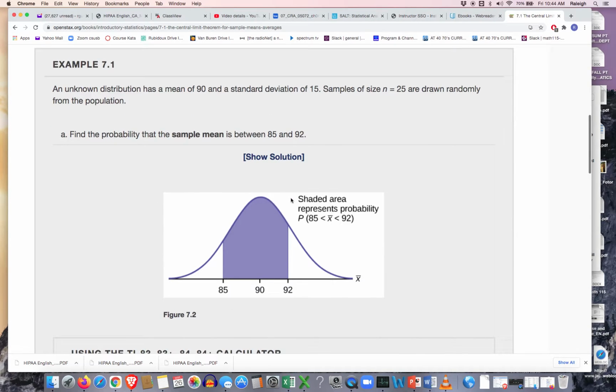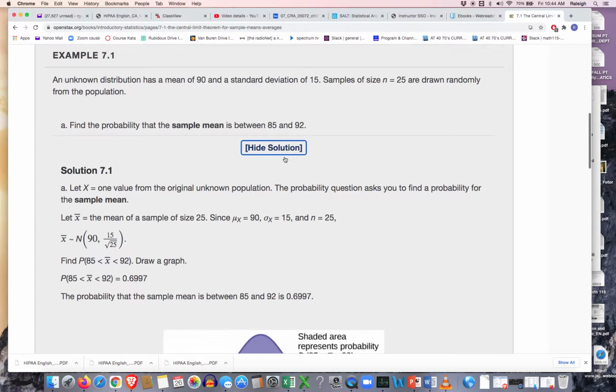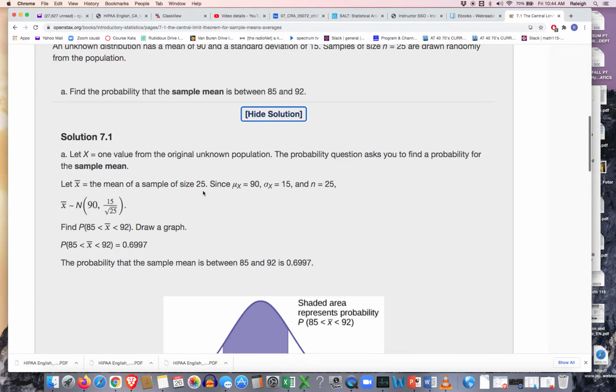So here's a good example here. The mean is 90 from this unknown distribution. Standard deviation is 15. And samples of size 25, a nice perfect square, are drawn randomly from the distribution. So that's a very nice thing. And what we can do is to show the solution. And so what they'll do is they'll say mu is 90, sigma is 15, and n is 25, and so we divide this out, 15 over the square root of 25, because we're using the sample means now.